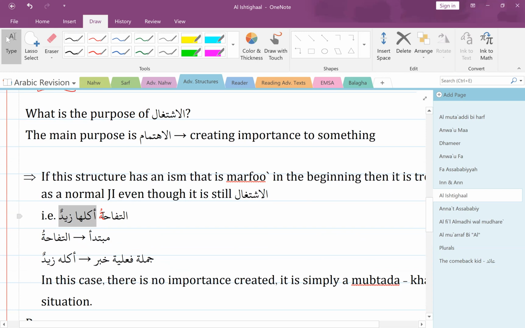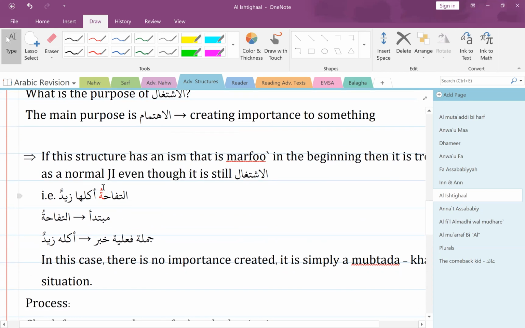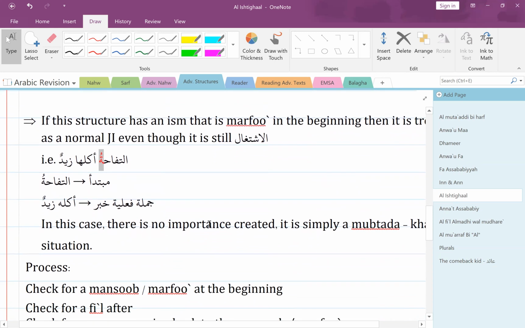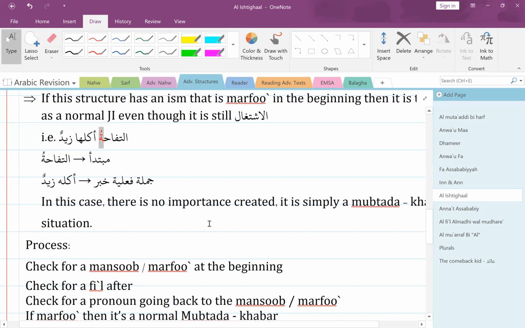So it's not always that you're going to have a fatha. So sometimes you can have a dhamma, but if it's a dhamma, then you just go normal mubtada khabar. So only watch out when it's a fatha. That's the other idea. Watch out when it's a fatha. Okay. And in this case, no importance is created, simply a mubtada khabar situation.